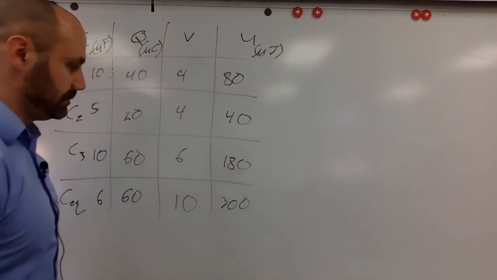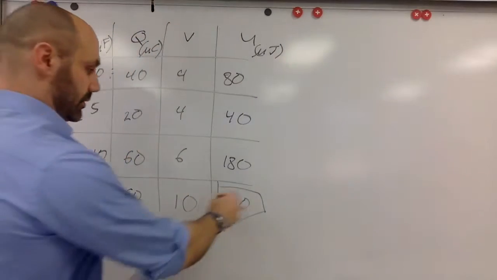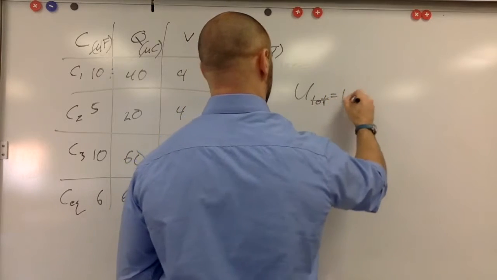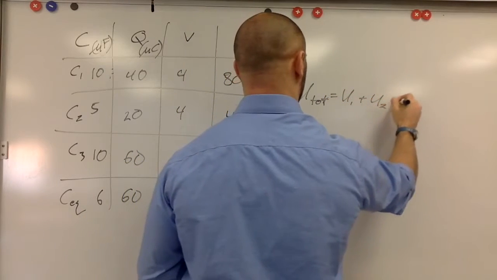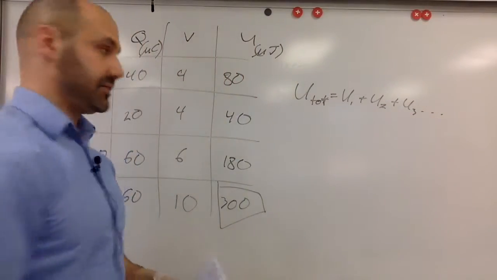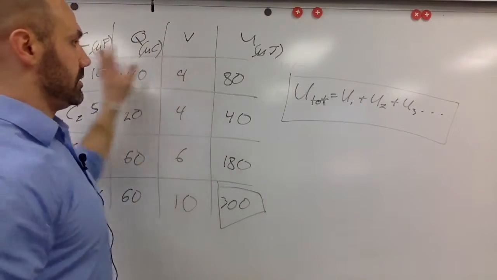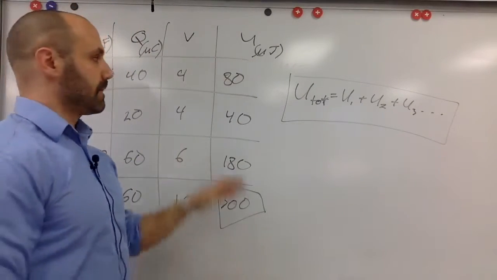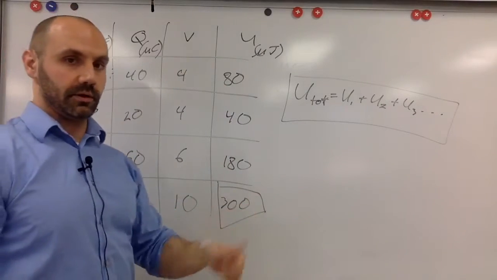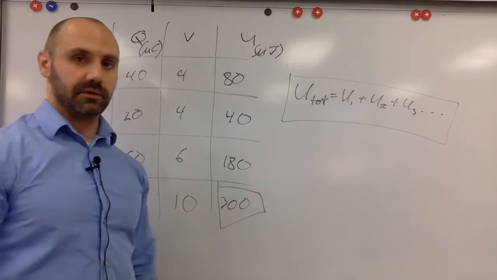And then here I end up with 300. Okay, here's the general rule in a circuit. U total, the stored potential energy, is equal to U1 plus U2 plus U3, etc. That's the general rule for this. So when you get to the end of this chart, you add these up, and if these add up to the total, then you're good. If you add these up and they don't equal the total, then you must have done something wrong.